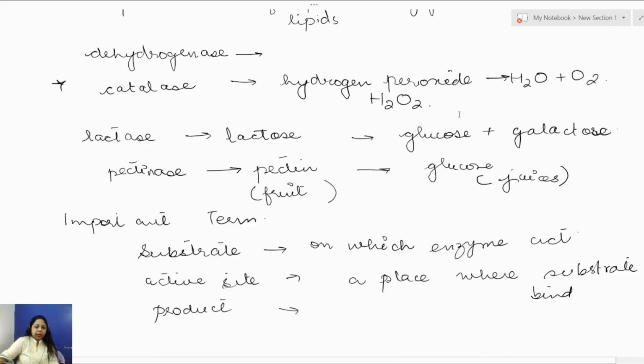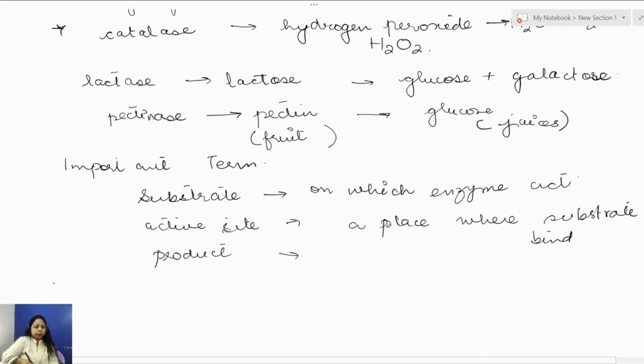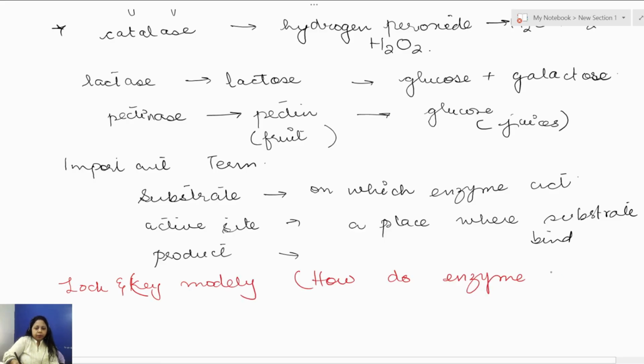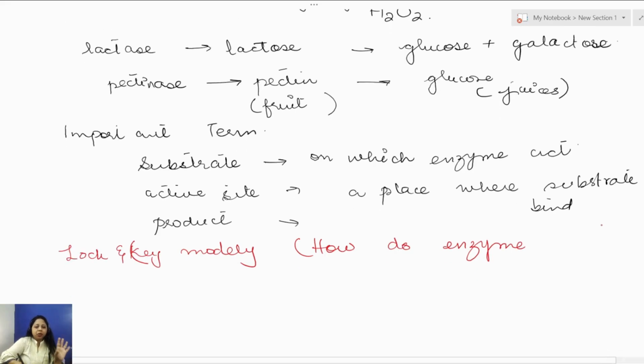Okay, then there is the lock and key model that defines how enzymes work. There are again 5 to 6 steps that you need to learn. I have always told you that whenever you are going to learn about something, you need to make points of it. Let's say we are going to write 5 points for this one. Let's write those 5 points.